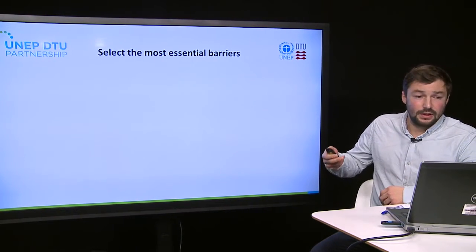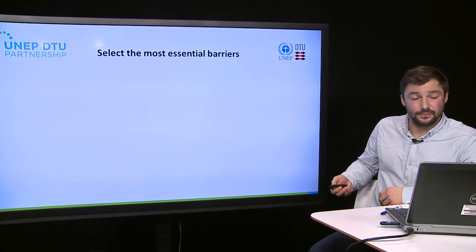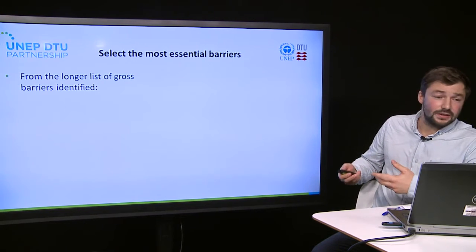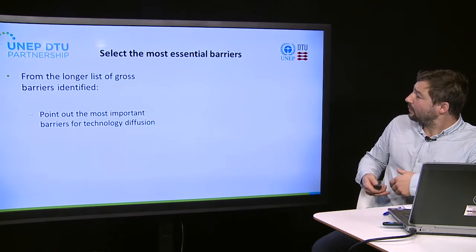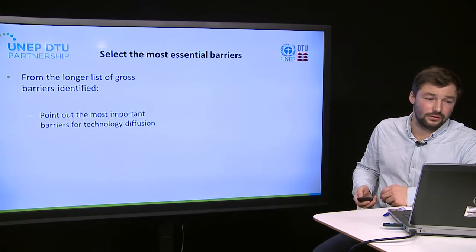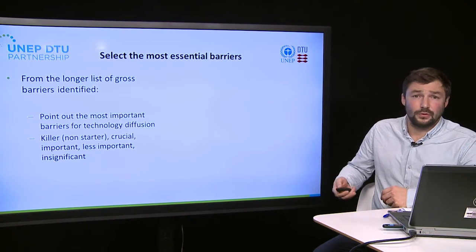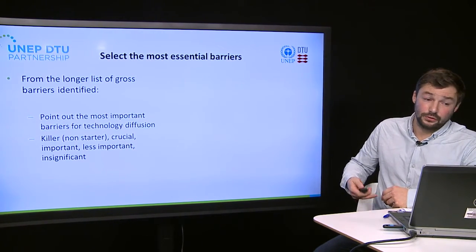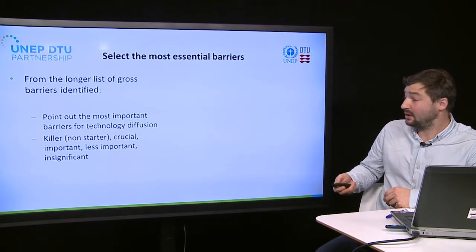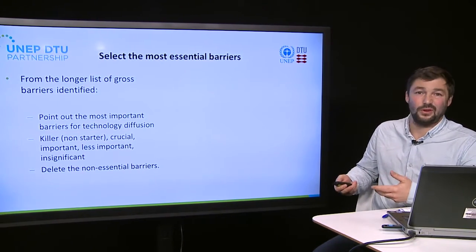So the next step involves a selection of those barriers that are the most essential ones. So going from the longer list of the barriers identified, the idea is then to point out the most important barriers that are currently preventing large-scale diffusion of a technology. And one way to do this is to look at the barriers in terms of those that are non-starters, to those that are crucial, and then moving on to those that are less important or maybe even insignificant. And the idea is then to delete those barriers that are not essential.